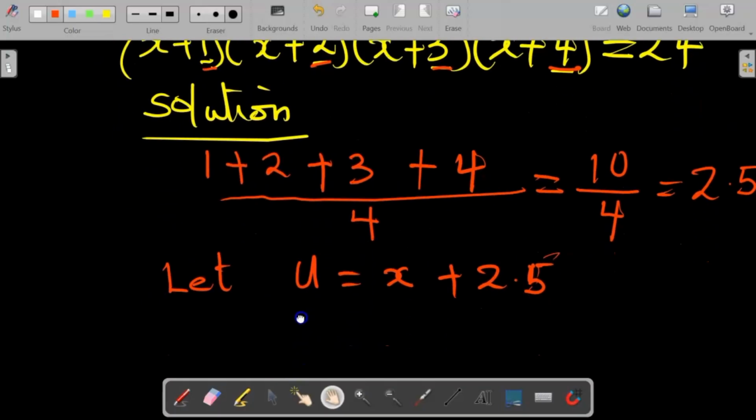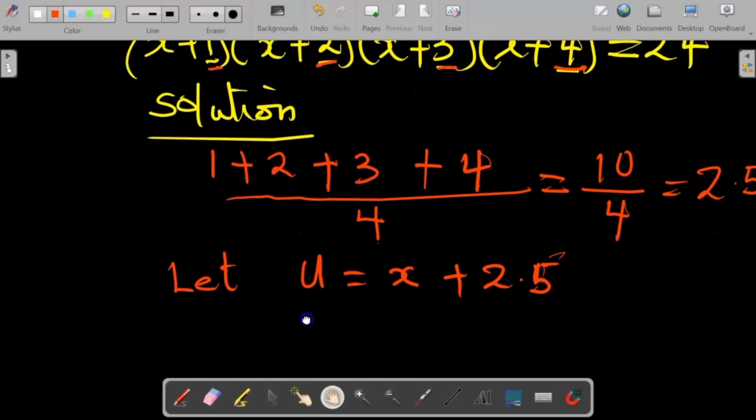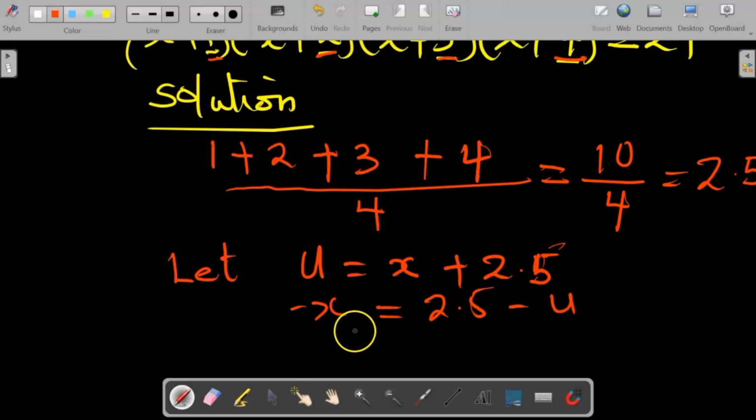Now look at our first equation. We have x plus 1. Now from u equal to x plus 2.5, x is equal to u minus 2.5.